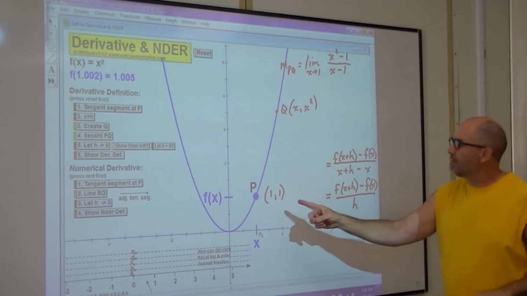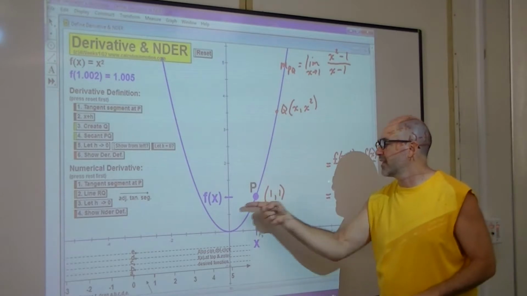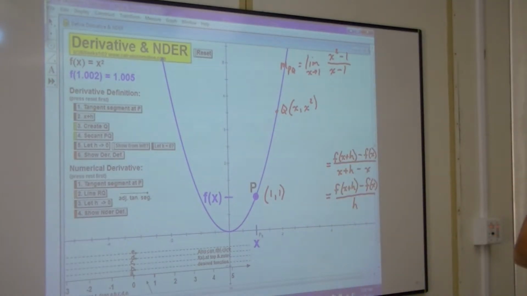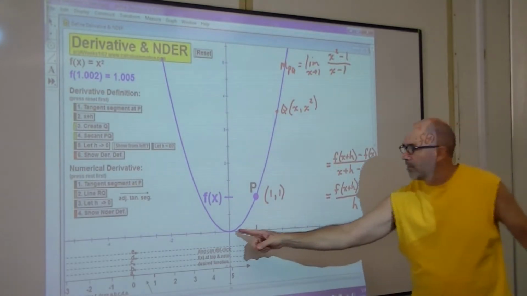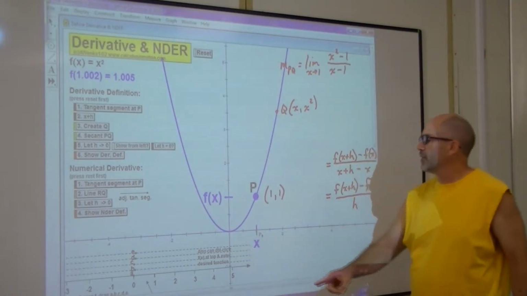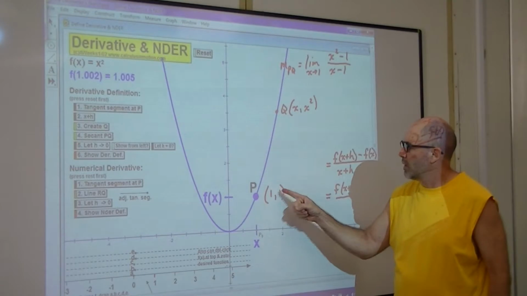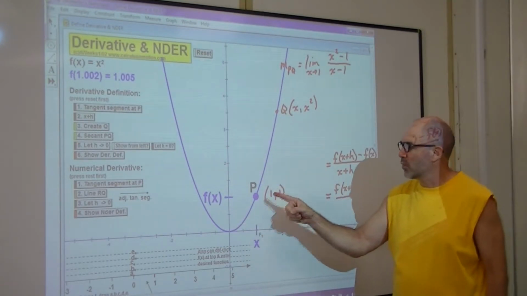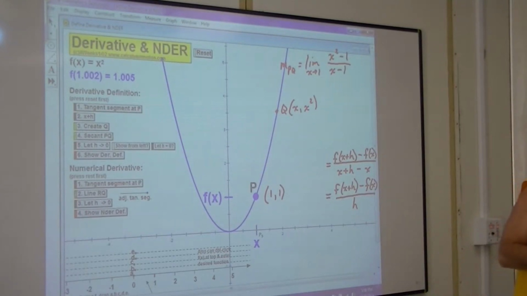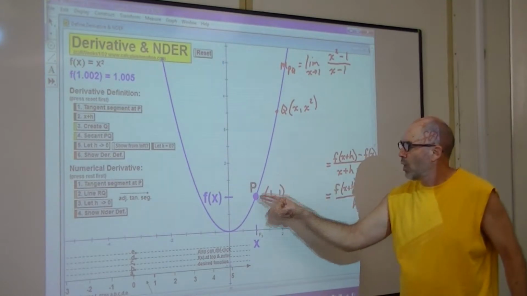Now, what if I make Q a point down below P, or in other words, to the left of P? Well, now we could say, okay, let's let Q be right here at 0. Well, that's easy to figure out. If the change in y is 1 minus 0, and change in x is 1 minus 0, so that's 1 over 1, which is 1. So the slope, if we let Q be at 0, would be 1.